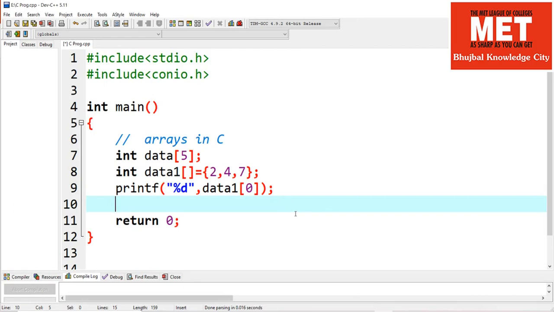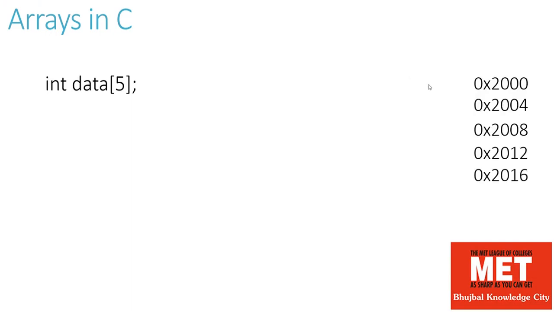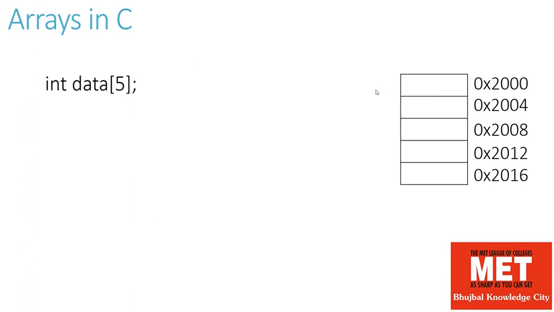Let's see now how memory is allocated for arrays. This is how we declare an array: int data of 5. What happens after this is a contiguous block of memory locations is allocated like this, and a variable with name data is created. The variable data points to the first memory location from the array of consecutive memory locations.